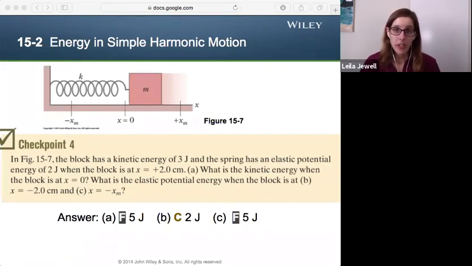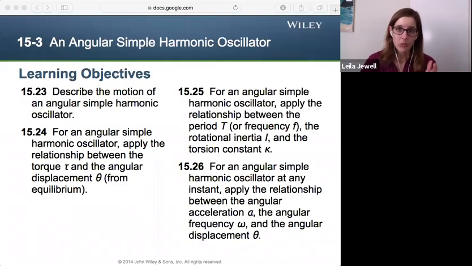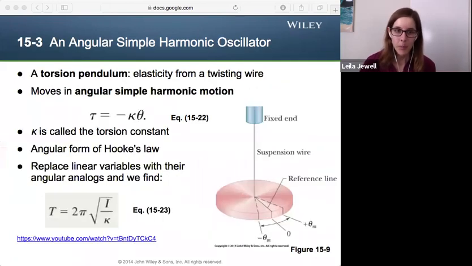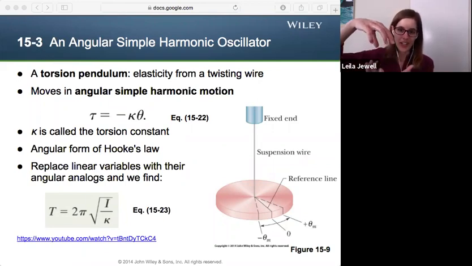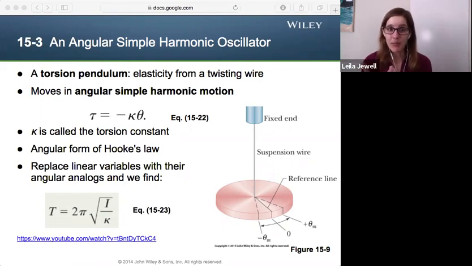So that's energy in simple harmonic motion. One more section will sneak in there, 15.3, an angular simple harmonic oscillator. A torsion pendulum deals with the elasticity from a twisting wire. So you have a hanging disc and it twists in the same way that a spring bounces up and down. So it moves in an angular simple harmonic motion, where instead of the force being equal to -kx, we have that the torque is equal to -kappa theta, where kappa is the torsion constant and theta is the angular displacement. So it's the angular form of Hooke's law, which is pretty cool that it works this way.